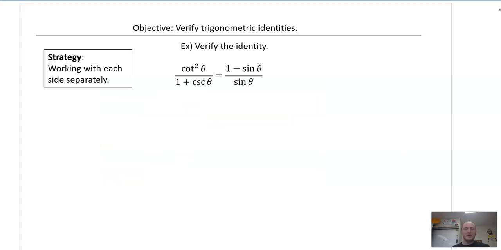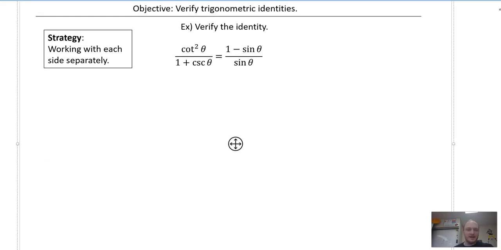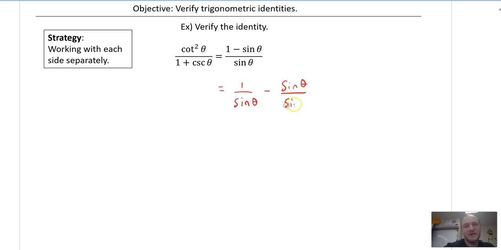All right. Here we have our last example, and in this last example, they recommend working with each side separately, okay? And you can go ahead and do that. That is a valid process, all right? So what I'm going to do is I'm going to carry on this idea that we just looked at in the last example. Over here, I have 1 minus sine theta over sine theta. So I'm going to split this. So this would be 1 over sine theta minus sine theta over sine theta.